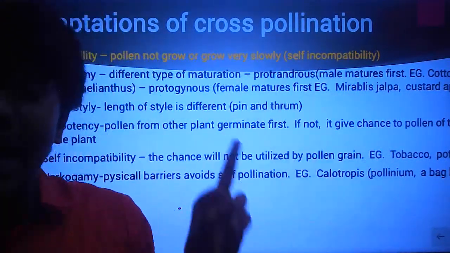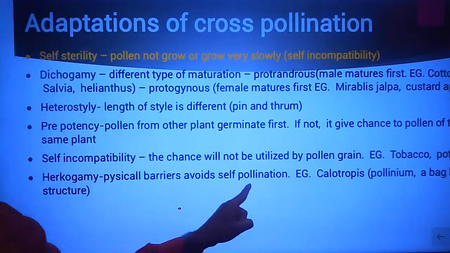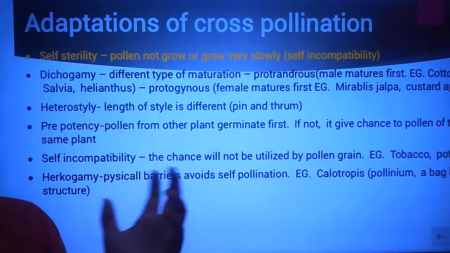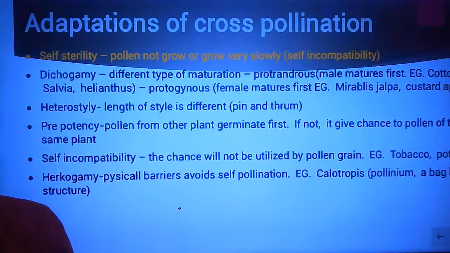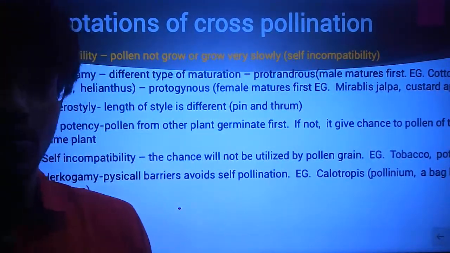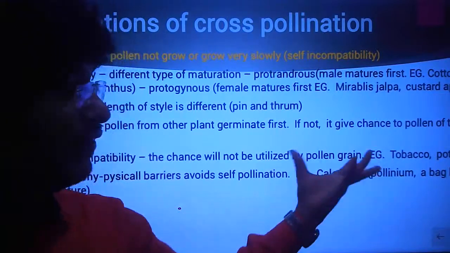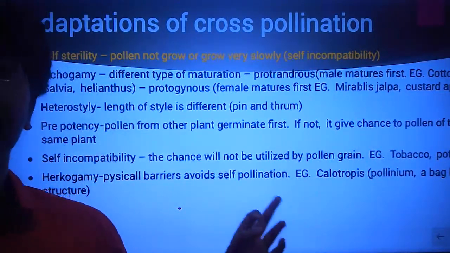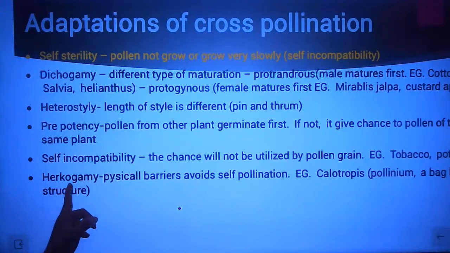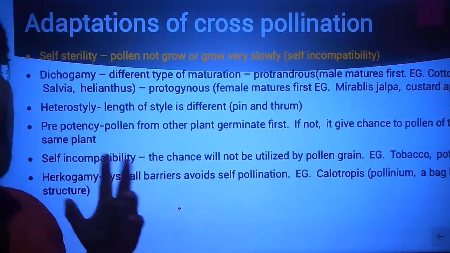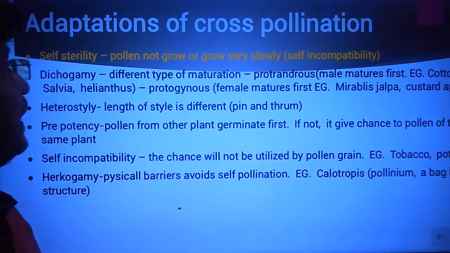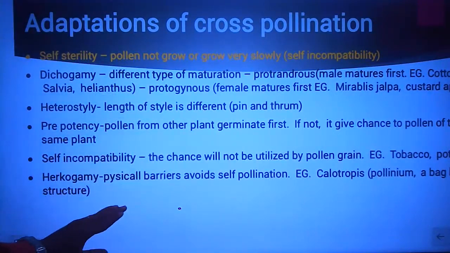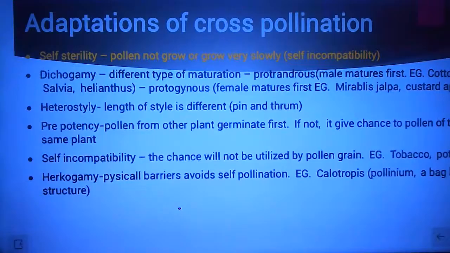So this type of barrier, here also it should have an adaptation. If the bag didn't burst, then what happens? The pollen grains will not come outside, and then fertilization will not take place, because the pollen grains do not come outside. So here also, a heavy bag-like structure in calotropis faces a difficulty, a physical barrier, in the case of pollination, where the bag-like structures are supposed to burst out, and only then can the pollen grains come outside. So these are the few adaptations that you can see in case of cross-pollination.